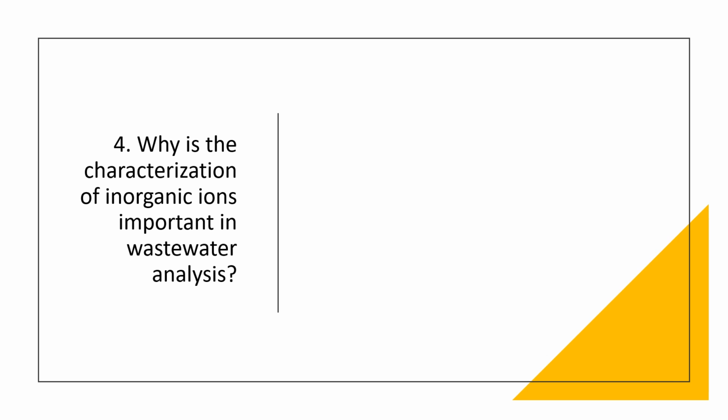Fourth question is, why is the characterization of inorganic ions important in wastewater analysis? Again, a very important question. Inorganic ions such as chloride, sulfate, nitrate impact water quality. They also impact the corrosion potential and the subsequent treatment processes. Some of these ions are regulated by regulatory authorities like the Pollution Control Board due to their potential environmental or health impacts. Therefore, their characterization is very important.